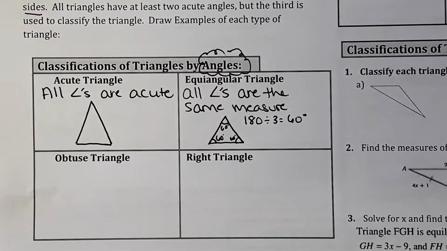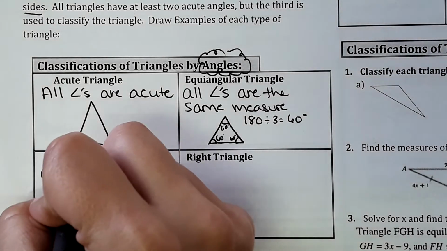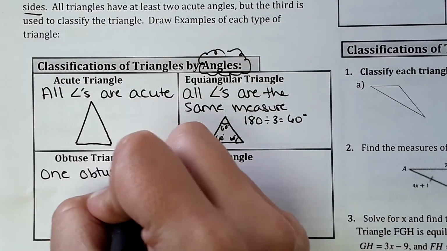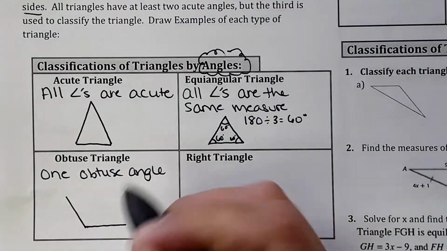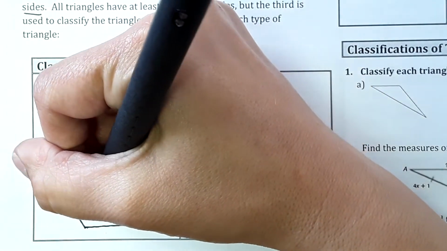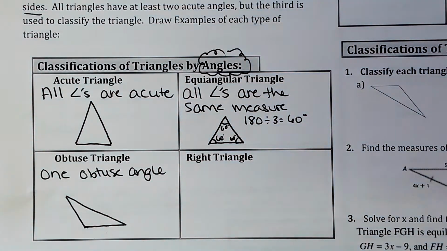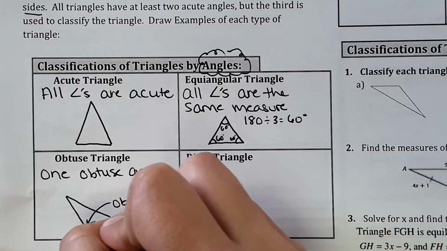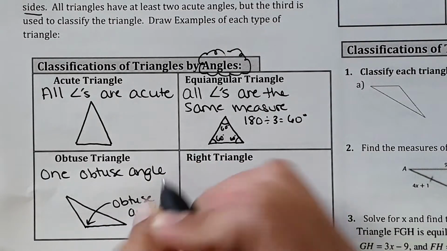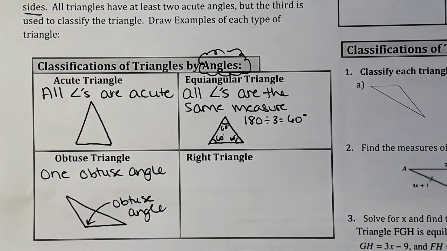Okay, an obtuse triangle. An obtuse triangle actually has 2 acute angles and 1 obtuse angle. So if it has 1 obtuse angle, then it's an obtuse triangle. And the reason why it only needs 1 is because if it had more than 1, the lines wouldn't connect. So this right here is an obtuse angle. And again, if you look at it, there are 2 acute angles, but as long as it has 1 obtuse angle, it's obtuse.